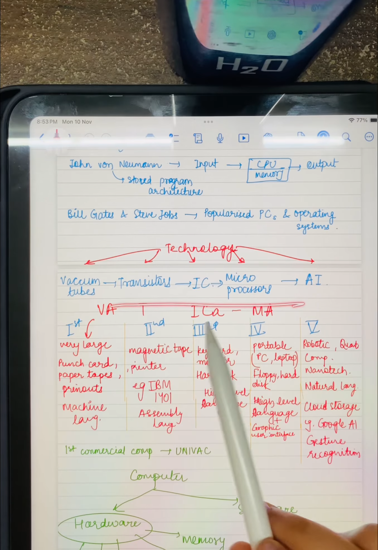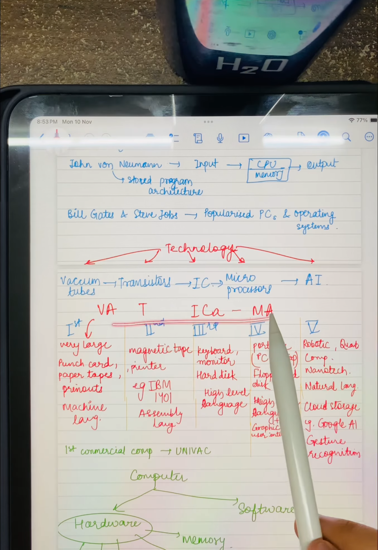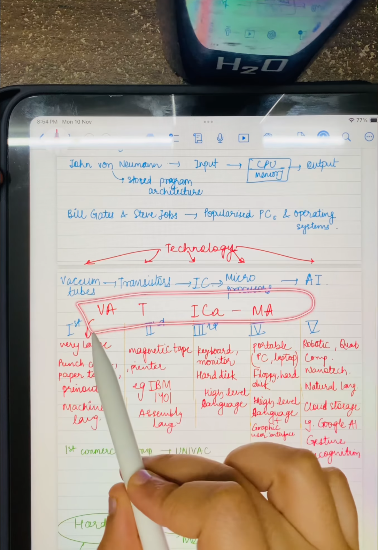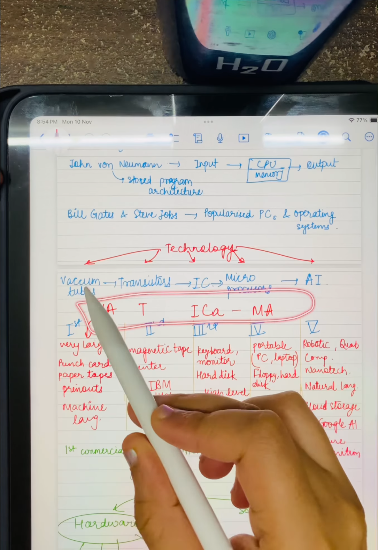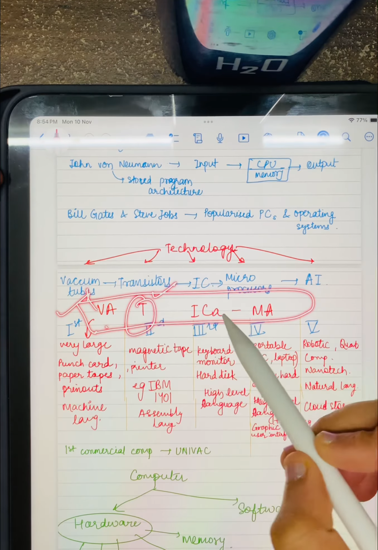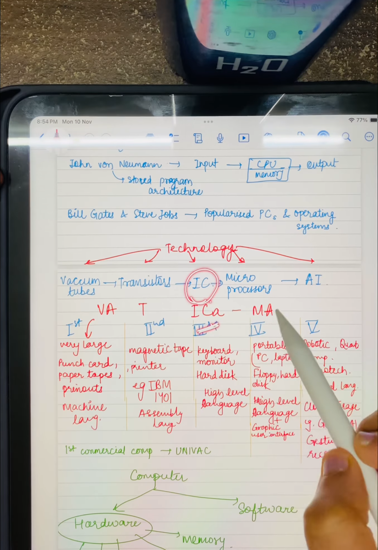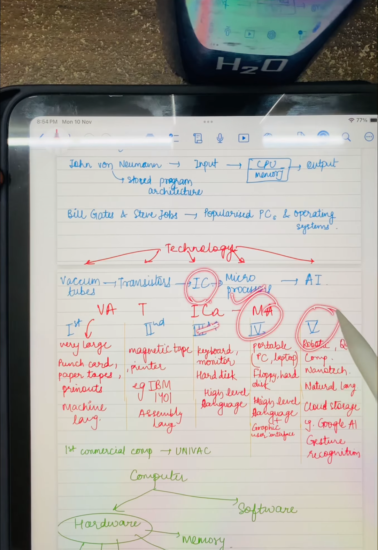So I made a trick to learn it. This is VATICA MA. I hope you are able to see it. So I made a trick for it. It's VATICA MA. V is vacuum tubes. T, transistors. ICA, integrated circuits. MA, microprocessors. Fifth generation, AI.